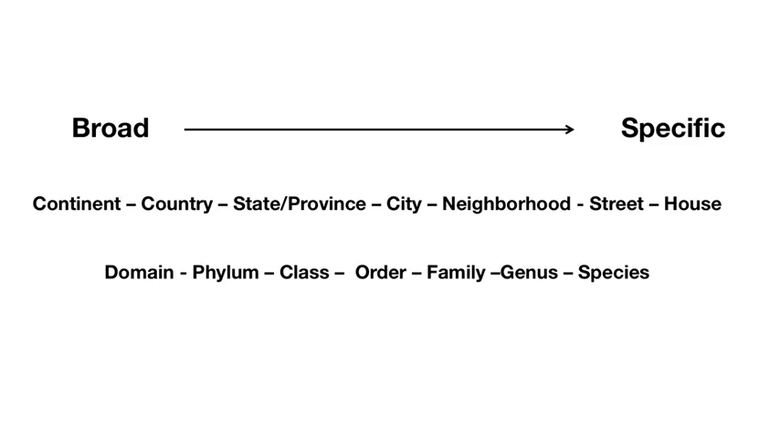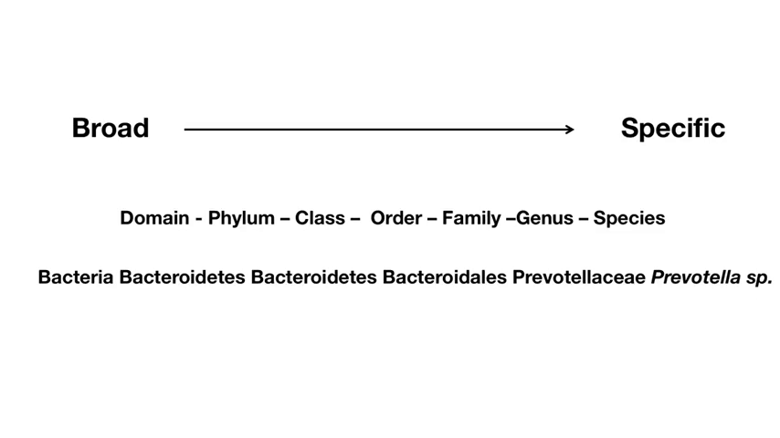to describe them. Similar to house addresses, taxonomic levels range from very broad to very specific, including domain, phylum, class, order, family, genus, species. For example, here's the full taxonomic information for the genus Prevotella, which is in the family Prevotellaceae, the order Bacteroidales. The class and phylum have the same name in this case, Bacteroidetes. And finally, Prevotella falls in the domain Bacteria.